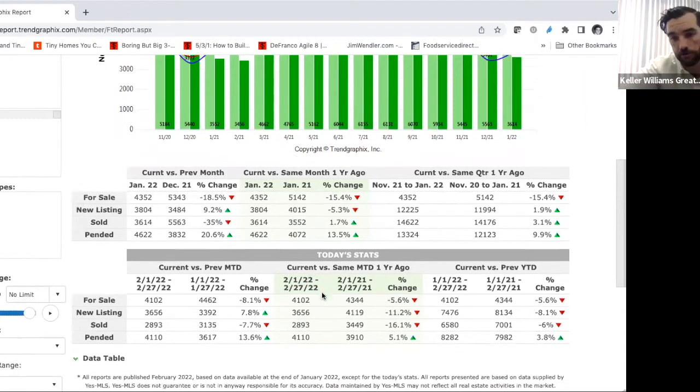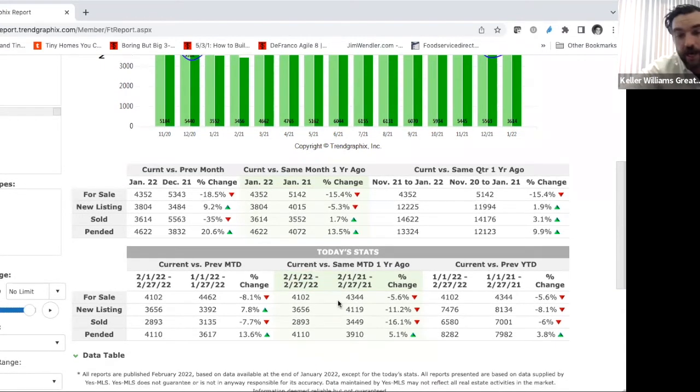So right in the center of the page, today's stats, you can see that inventory is down about 5.5% across the market. New listings are down 11%. Solds are down 16%, and pendeds are up 5%, right? So this is for the total market. If I was going into a listing appointment and I wanted to articulate what the opportunity was, it is that more people are putting more things under contract than they did last year with less opportunity.